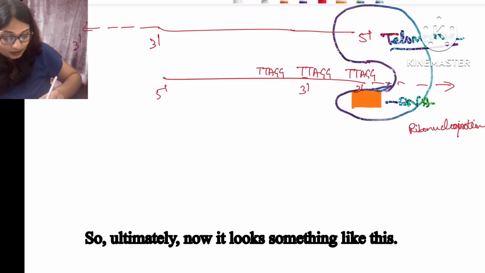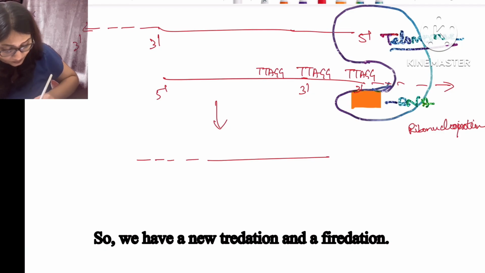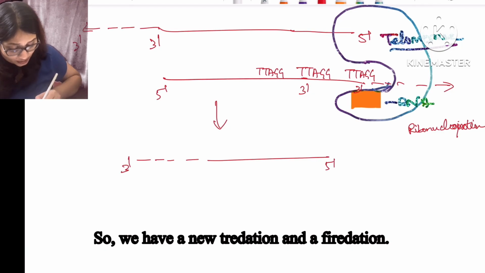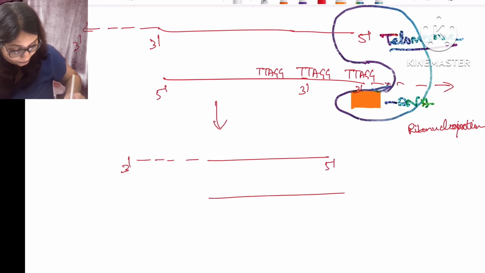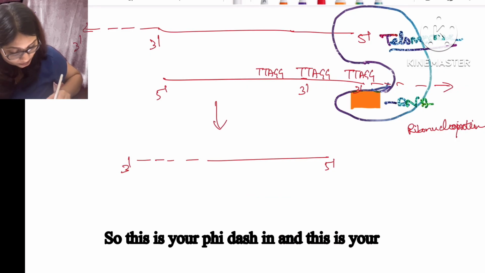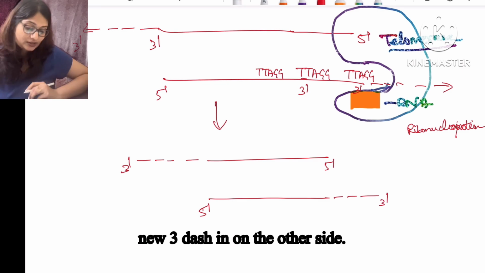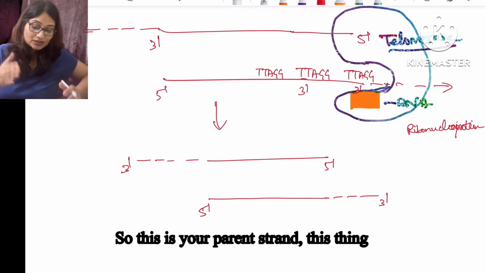So ultimately now it looks something like this. We have a new 3' end and a 5' end, and then we have, sorry, it shouldn't be like this. This is your 5' end and this is your new 3' end on the other side. So this looks something like this. This is your parent strand.